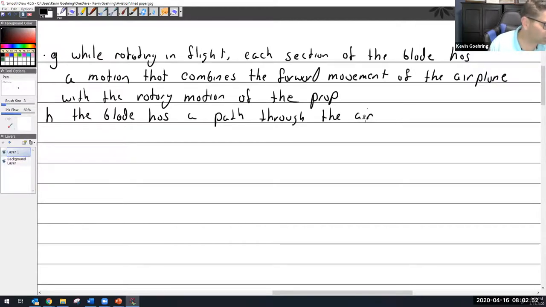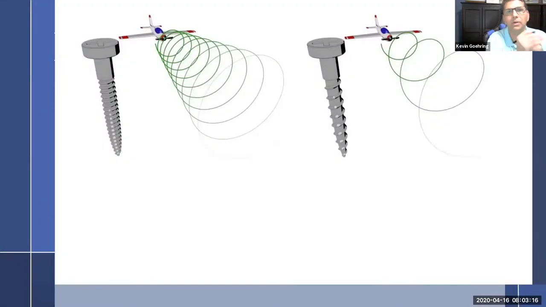Like a corkscrew or just a regular screw. Like a corkscrew. A PK screw, if you will. And now pull up this slide, which is what we were talking about. And there we go. So the blade has a path that is both forward traveling and spiraling like a screw.